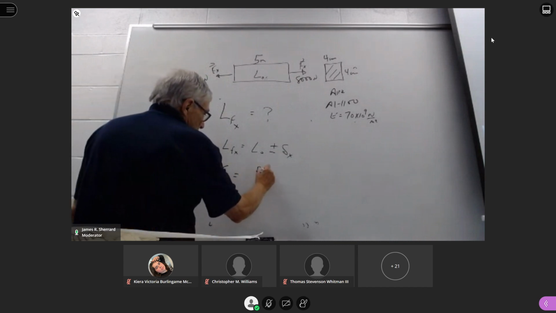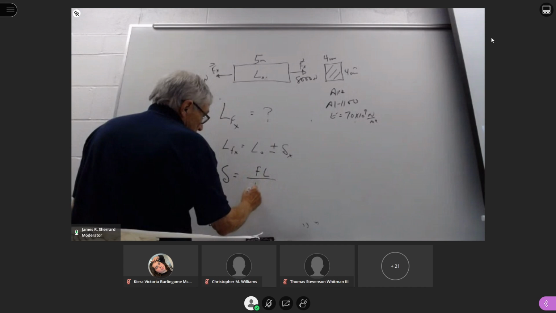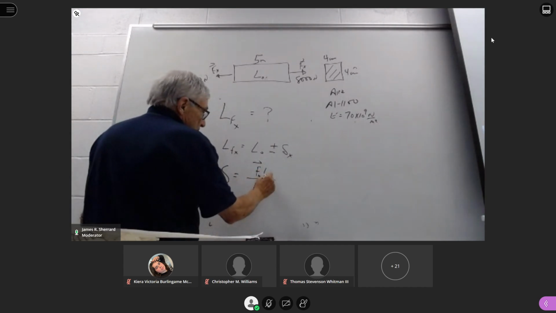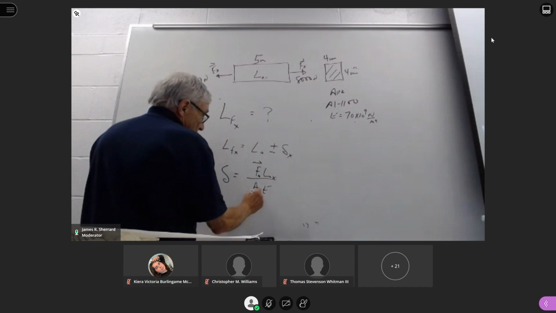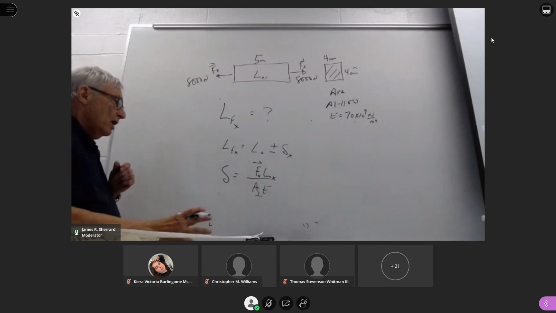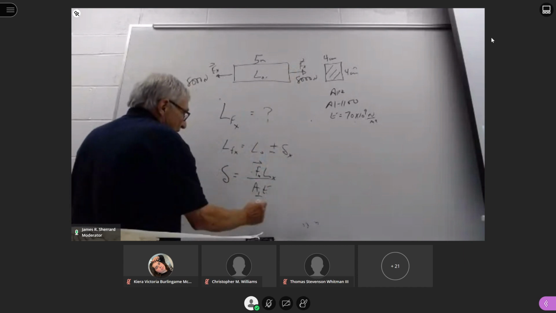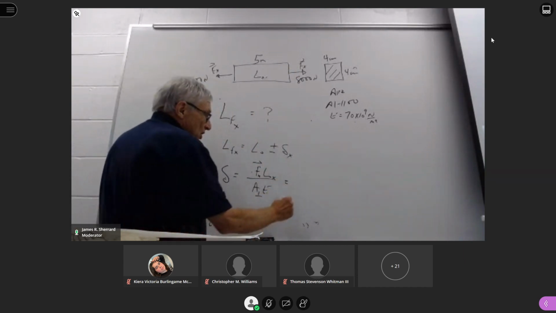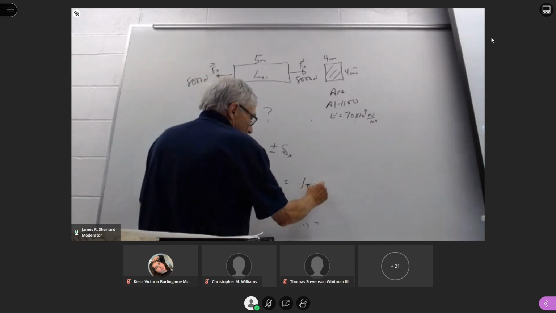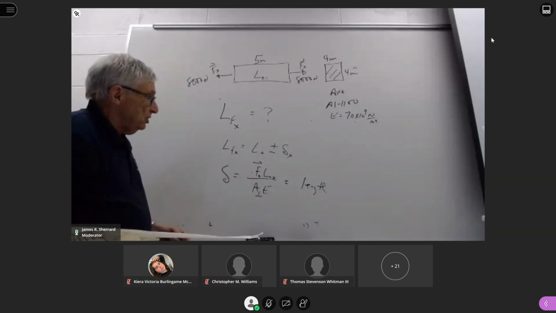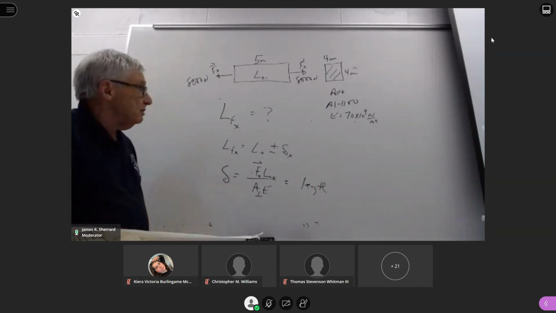Deformation is equal to FL over AE, where this is the axial force, this is the original length in the x direction, this is the perpendicular area, and this is Young's modulus. So I can put these values that I have in, and I will come up with a deformation. This deformation is going to be a length, and if you use a standard metric system, the length is going to come out in meters.